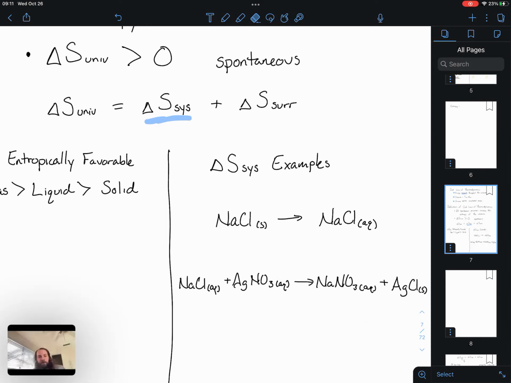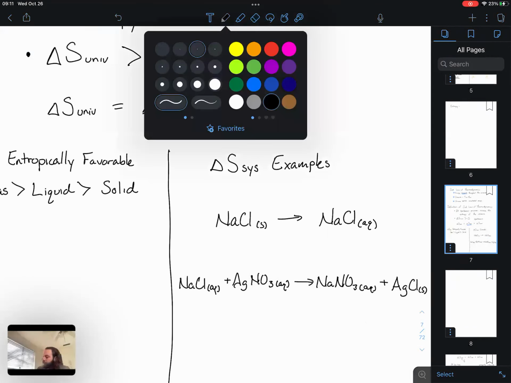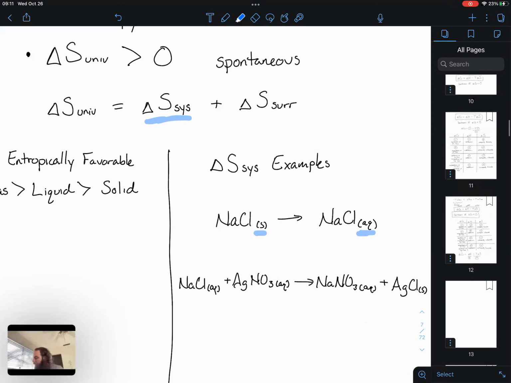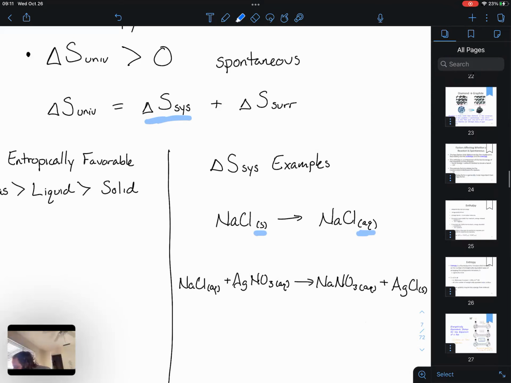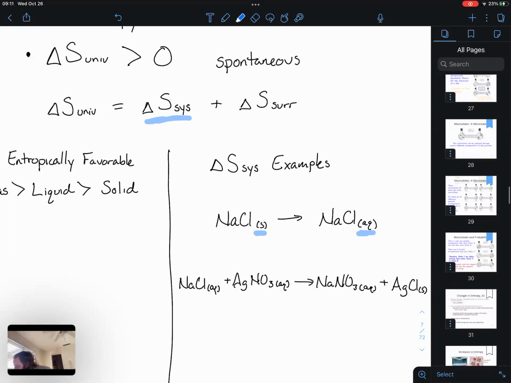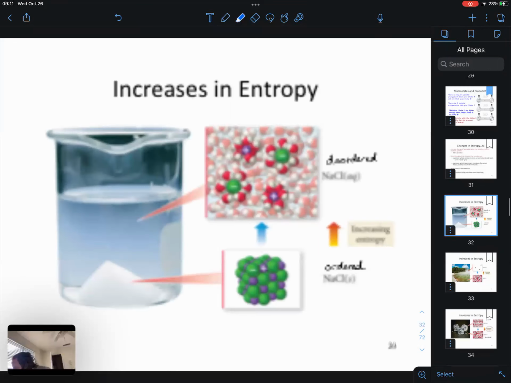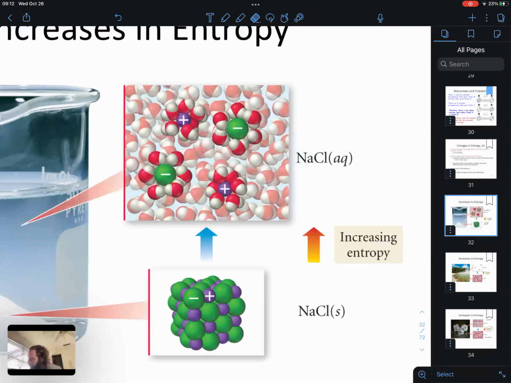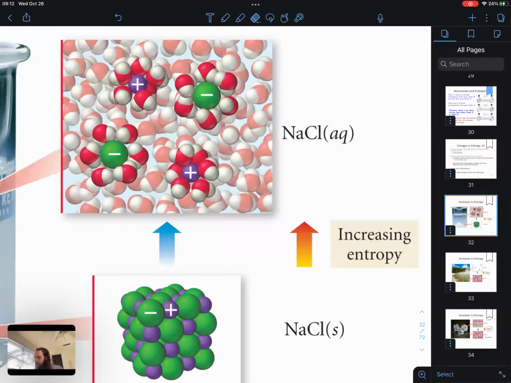Again, we just want to ask ourselves, does this process create more order or disorder? In this case, we're going from a solid, which is highly ordered, to an aqueous solution. Let's remember microscopically what an aqueous solution looks like. When we dissolve sodium chloride into water, those sodium ions and chloride ions dissociate and begin to float around freely in that solution, in a very disordered state compared to that very orderly solid.